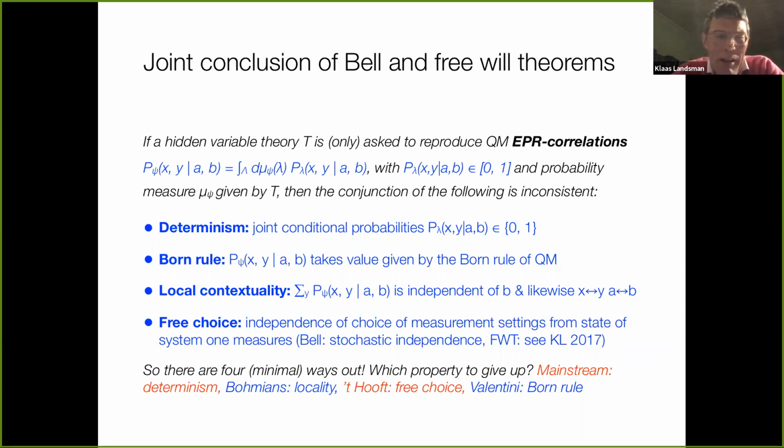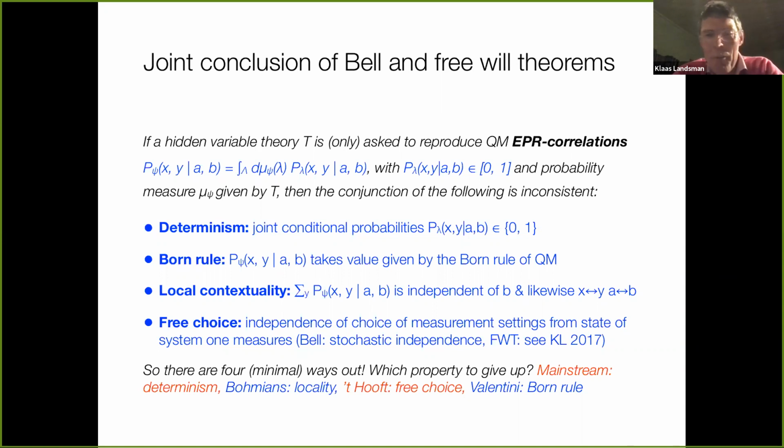Bell's and free will, they basically come to the same conclusion, namely that the conjunction of four properties is inconsistent: namely determinism, but interpreted in only half of the way I would see as proper, namely the fact that these joint conditional probabilities are either 0 or 1, or in other words, that given the value of the hidden variable, the outcome of the measurement is fixed. The Born rule. Local contextuality, which is also called parameter independence, and which is a locality condition in the sense that Alice's outcomes are independent of Bob's settings and vice versa.